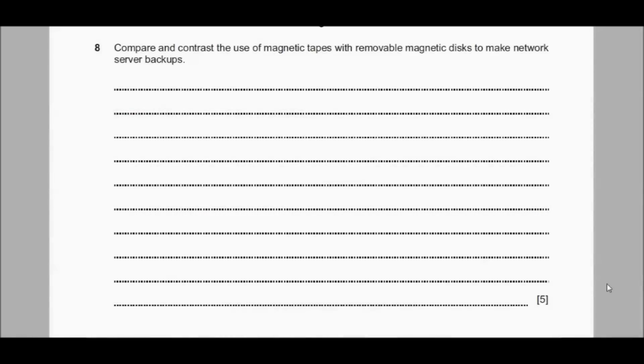So question 8, that's quite a big question. So compare and contrast the use of magnetic tapes with the removable magnetic discs to make network server backups. So they've been specific to say removable magnetic devices. So you're going to compare, so talk about the advantages and the disadvantages, and you can give one of your opinions if you want. So pause the video.